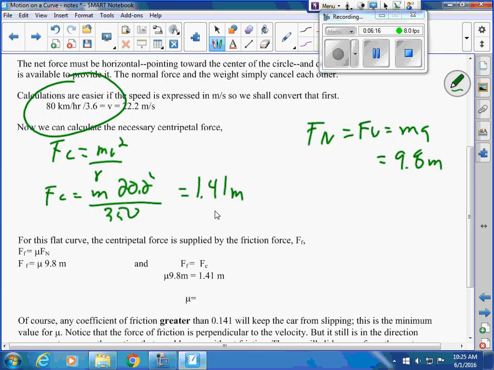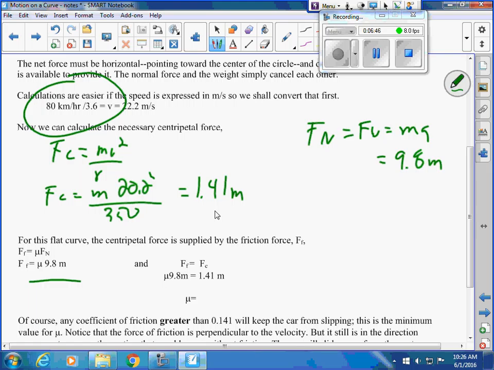Okay, so this is one of those questions where you don't know the mass of the car. For this flat curve, the centripetal force is supplied by the friction force Ff. Ff is mu Fn. Fn we know is 9.8 m, so we're going to have mu times 9.8 m. What was the actual question? What is the coefficient of friction? Right. So we're solving for mu.